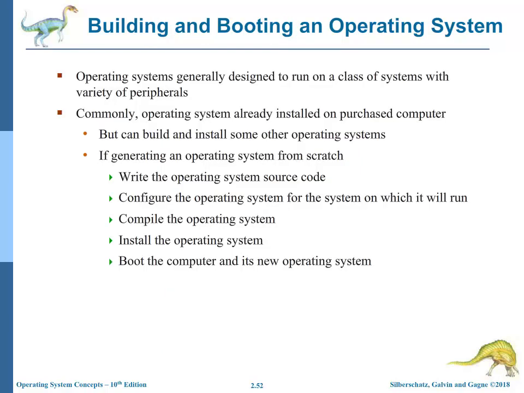When you buy a new computer, the operating system is already installed. If you are a developer generating one from scratch, you must follow these steps. 1. Write the operating system source code or obtain previously written source code. 2. Configure the operating system for the system on which it will run. 3. Compile the operating system. 4. Install the operating system. 5. Boot the computer with its new operating system.